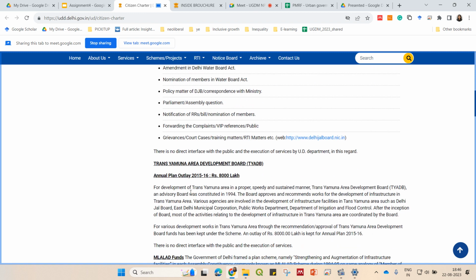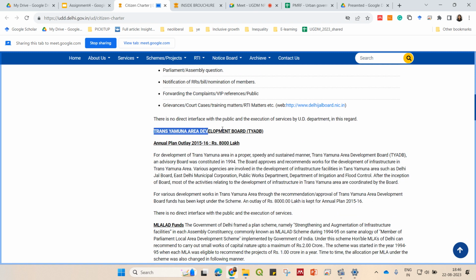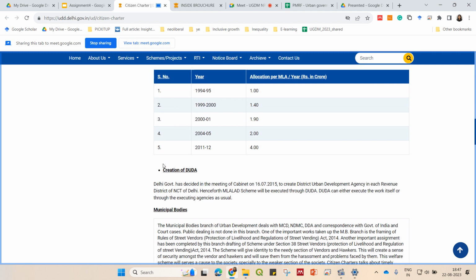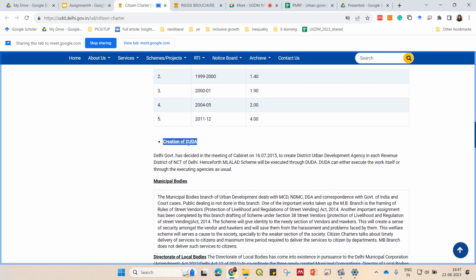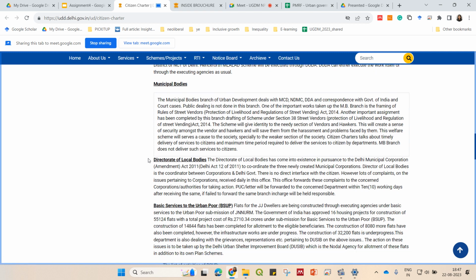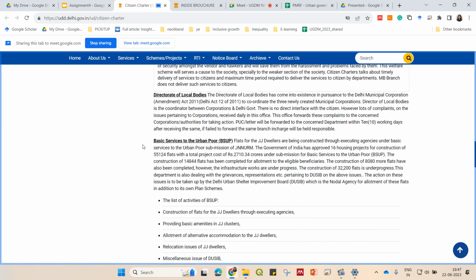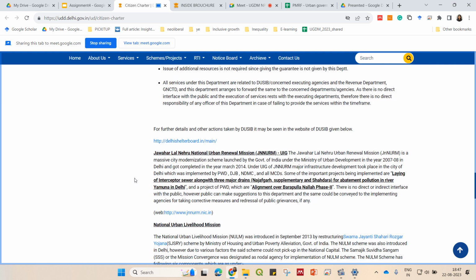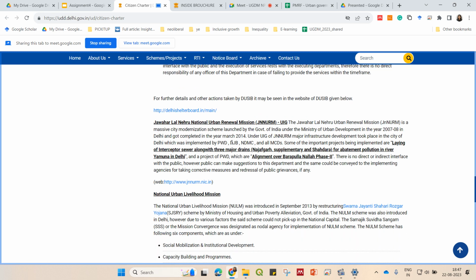Then similarly, you can see the Trans Yamuna Area Development Board, how they are working and what are their commitments. Similarly, they have mentioned the Delhi Urban Development Authority, how they are working with municipal bodies, how they work with other bodies, etc. What they are doing for basic services of the urban poor, that also they have mentioned. And for further details and actions which they are taking, they have mentioned here.